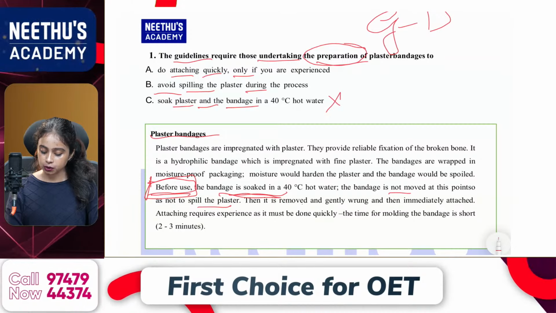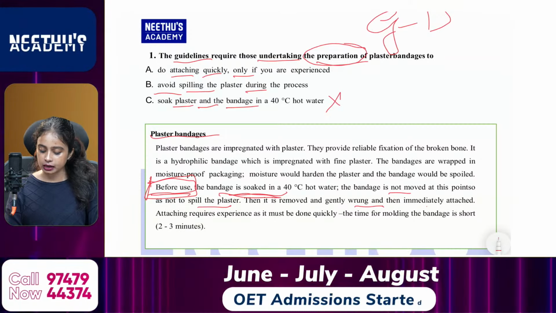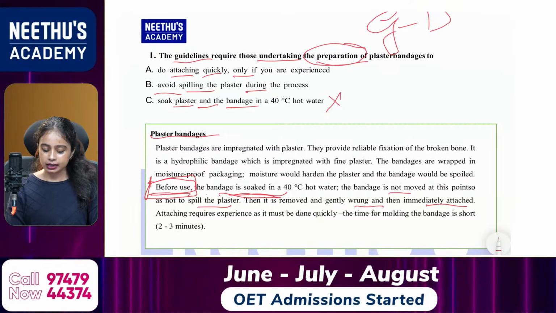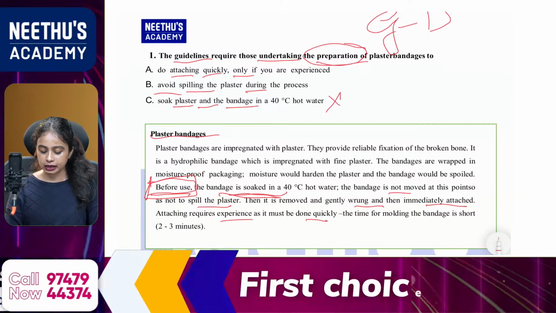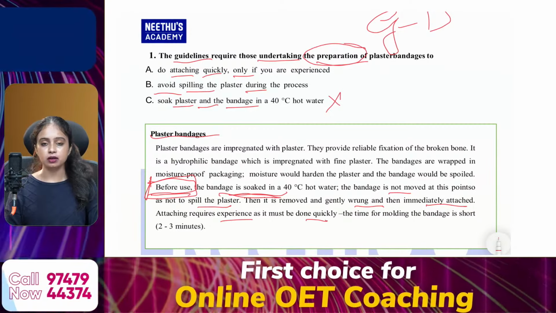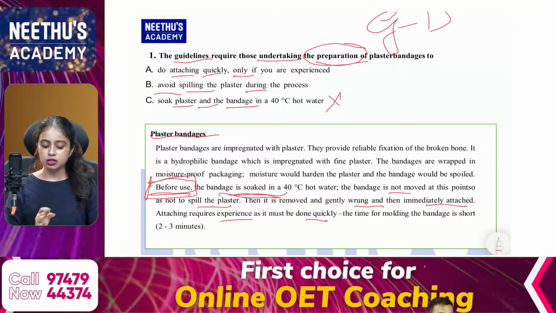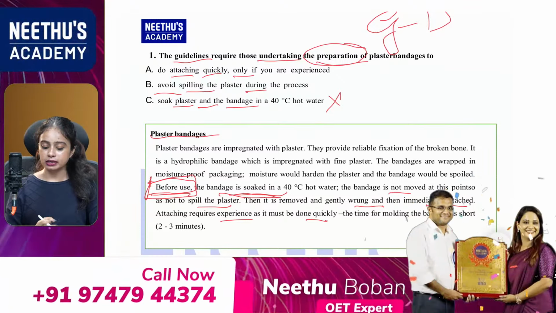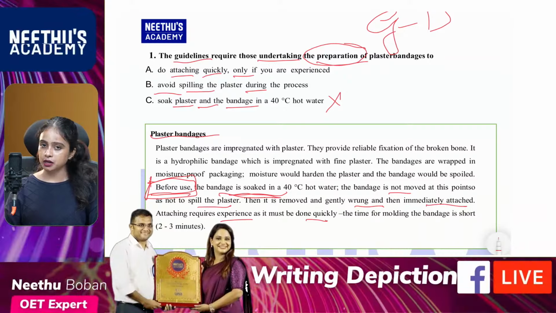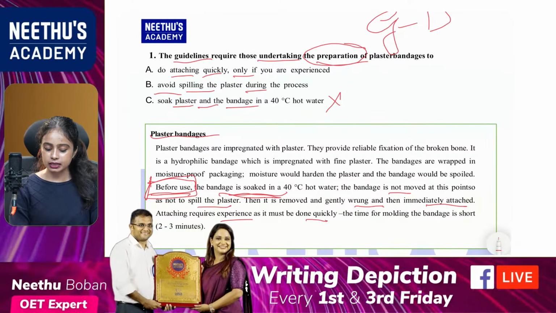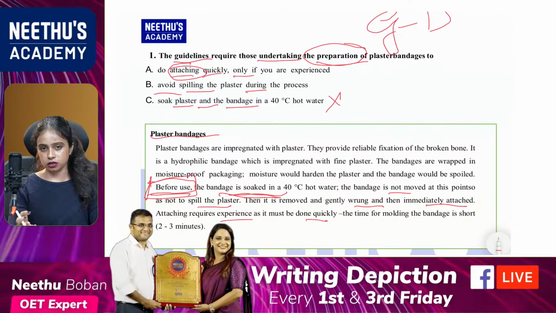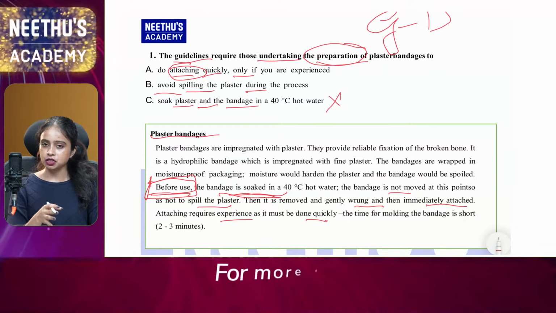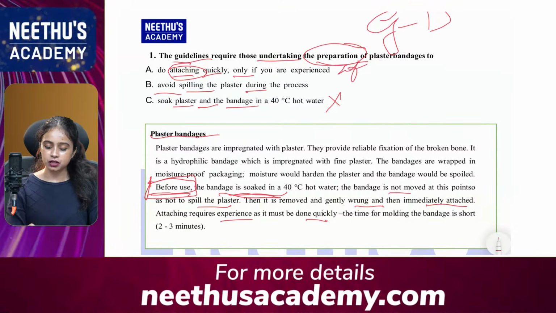Then it is removed and gently wrung and then immediately attached. Attaching requires experience. It must be done quickly. The time for molding the bandage is short, within 2 to 3 minutes. So what about option A? Do attaching quickly only if you are experienced. As we know, we will attach the bandage only after the process. So option A is all about after the process.